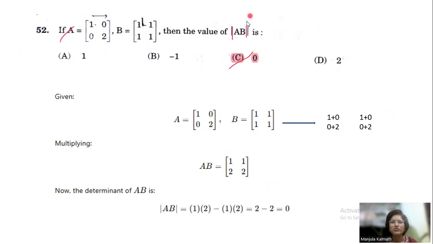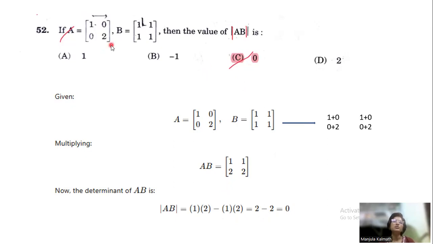So in this, we need to find the determinant value. Here, this sign indicates the determinant. Now the determinant of AB. It is a square matrix. What is the formula of the determinant? The product of the principal diagonal elements minus the product of the secondary diagonal elements. So the determinant of AB equals 1 into 2 minus 1 into 2. 2 minus 2 equals 0. That is, the output will be 0.